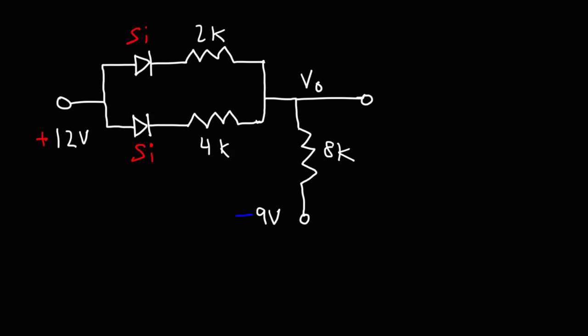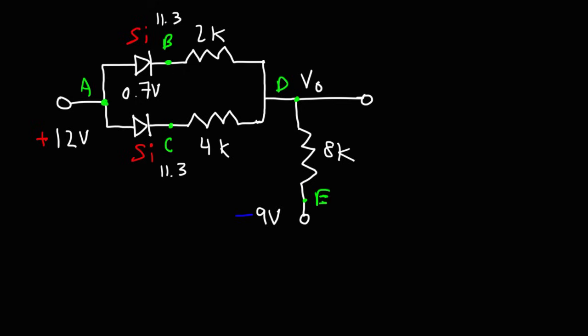So here we have a challenge problem. Go ahead and calculate the current flowing through each resistor as well as the output voltage. So let's call this point A, and this is going to be point B, point C, point D, and point E. Both silicon diodes will be in the on state, so they will both have a voltage drop of 0.7. 12 minus 0.7 is 11.3.